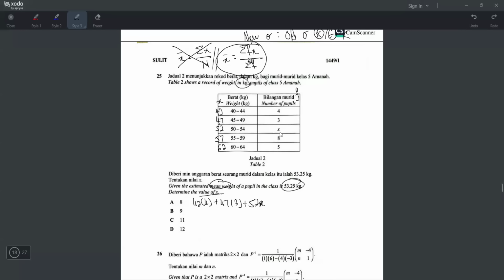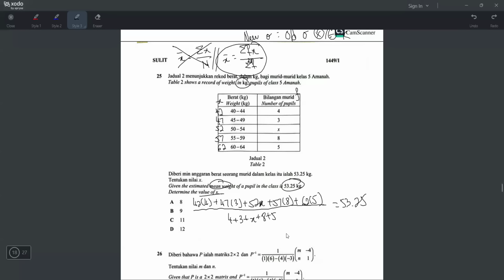Okay, so x tu tak ada kan? Tapi tak apa. Sebab nanti ada min punya jawapan, so you boleh pindah, cari balik lah. And then plus 57 times 8, and then plus the last one, 62 times 5. And then you kena bahagi dengan total frequency, 4 plus 3 plus x plus 8 plus 5. And the whole thing equals to 53.25. Yang ini soalan yang bagi, bukan saya yang tulis sendiri, dia yang bagi.